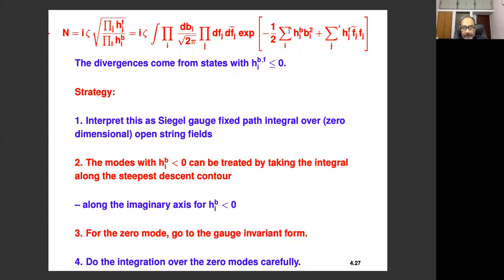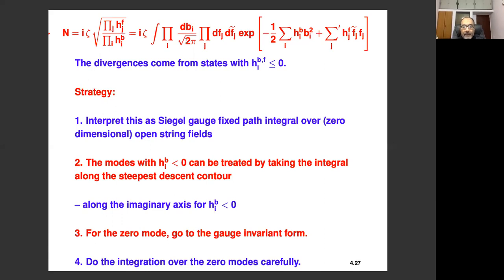So the divergences come when, say, one of the h's, h_b, is negative, or some of the h's are 0. So the strategy to make sense of this is that we will first interpret this integral as the Siegel gauge fixed path integral over the 0-dimensional open string fields. Now here you see that there are some tachyonic modes. The tachyonic modes are in fact easy to handle, because for a tachyonic mode, suppose h is negative, that means in the exponent you have plus half b squared instead of minus half b squared, and you are supposed to integrate over b.